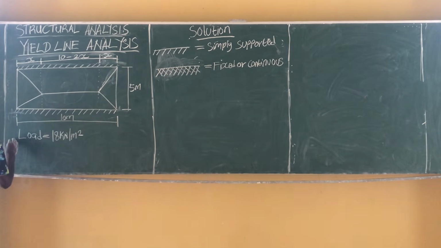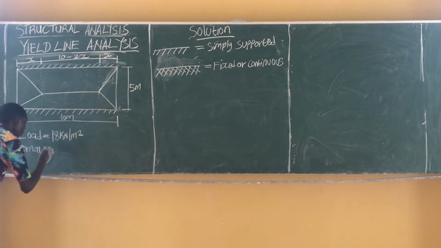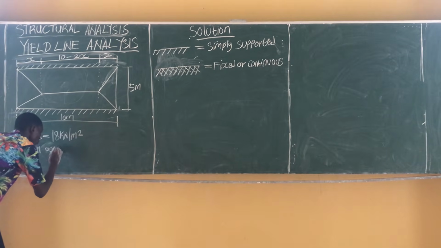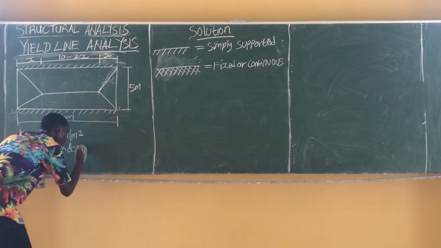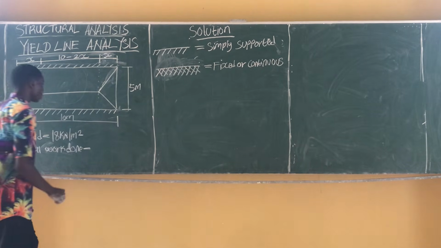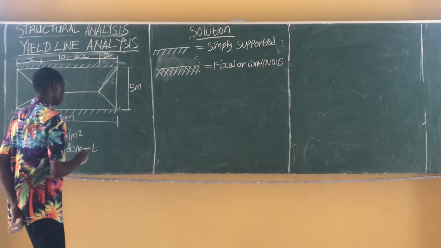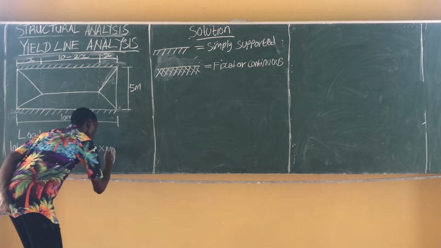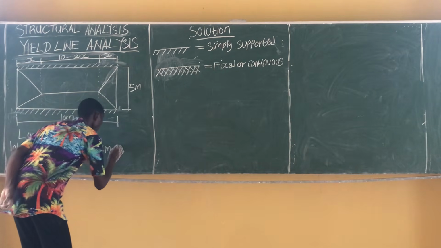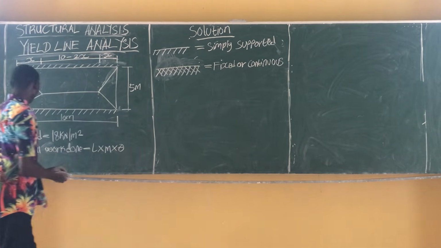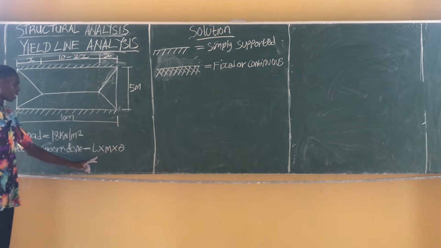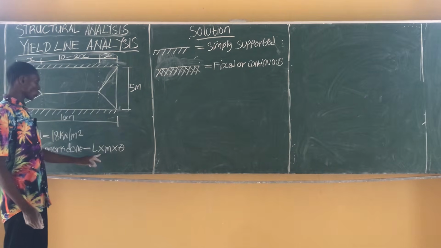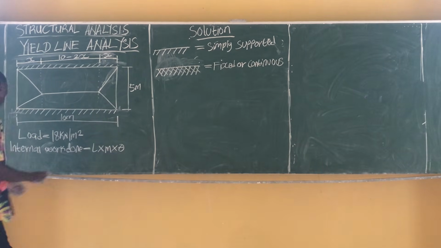So we have our internal work done to be equal to our length times moment times slope. So our internal work done for a slab is given by the length of the segment we are considering times the moment times the slope.